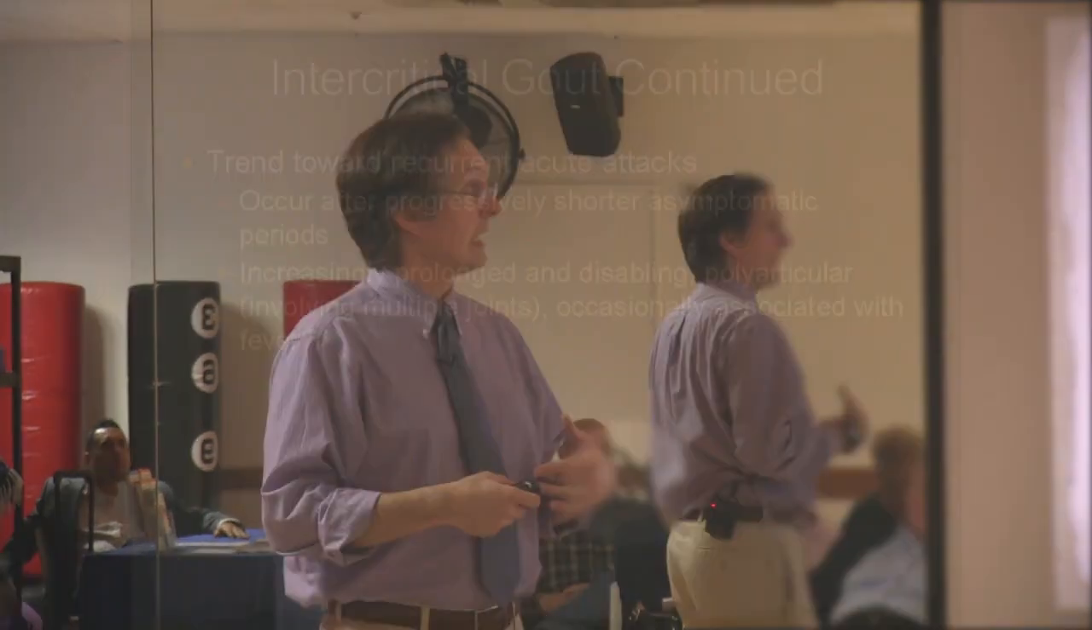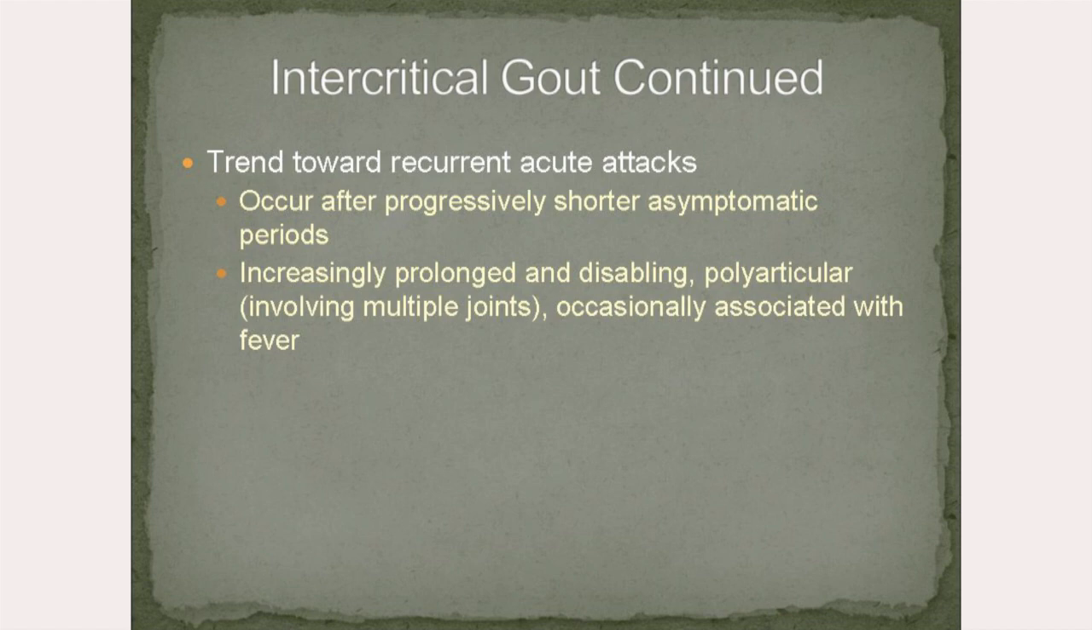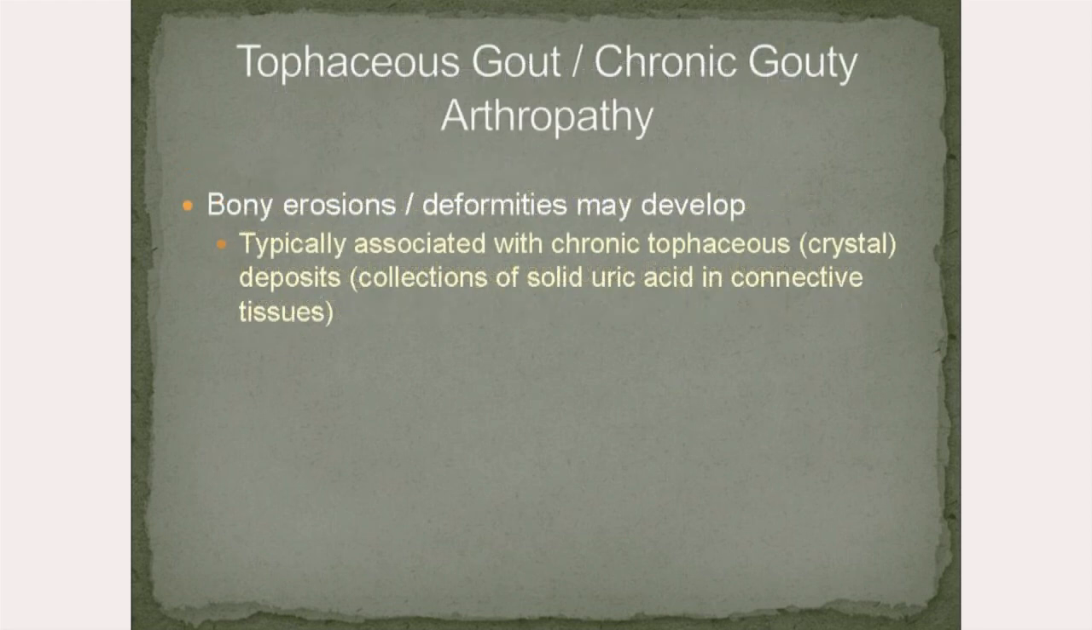As gout progresses untreated, if you're having more and more gout flares and you're not on any medications to prevent them, you start to have flares more frequently, with a shorter period of time between flares. And the flares, when they happen, are increasingly disabling. They typically involve more joints at a time, and sometimes people start to have fevers associated with these flares. Eventually, if left untreated, people will typically develop these tophi. The level of uric acid in the body gets high enough that there's a constant deposition of crystals around joints to form these masses of solid uric acid.